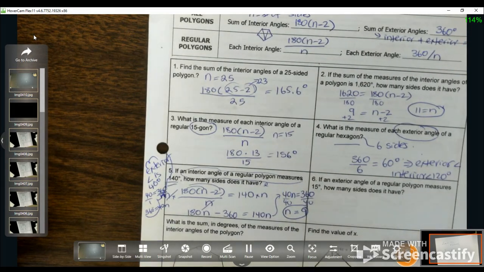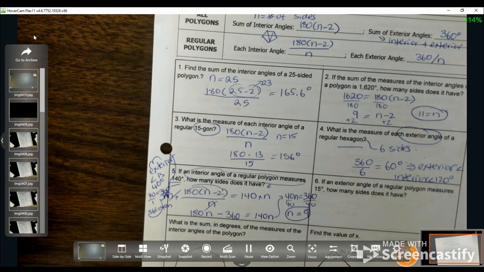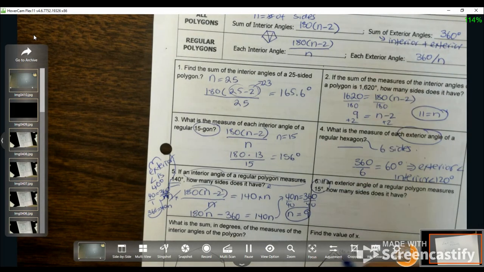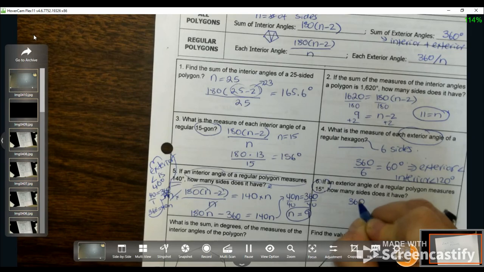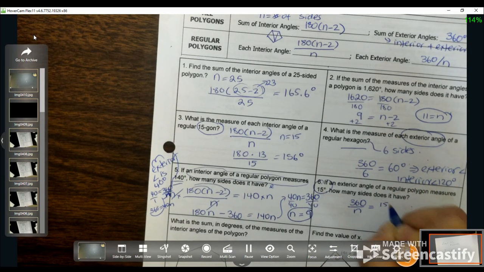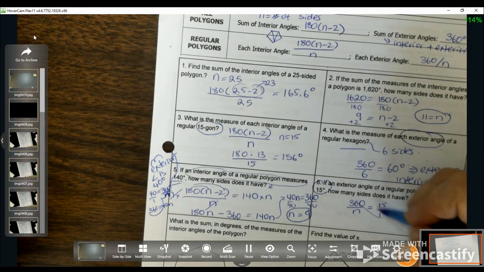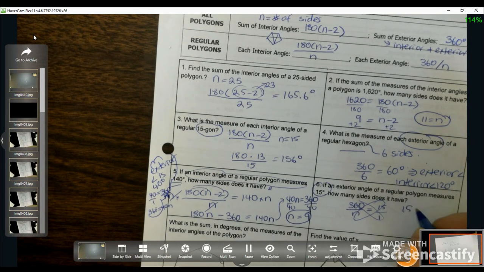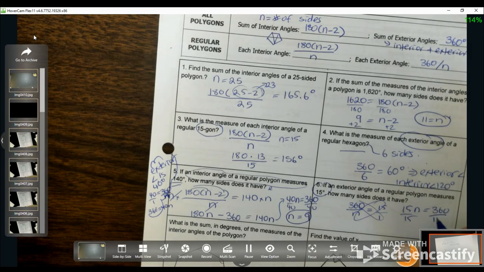Let's do number 6. If the exterior angle of a regular polygon measures 15 degrees, how many sides does it have? So now we're going to do the exterior angle, 360 divided by n is equal to 15. I'm going to make it 15 over 1, and I'm going to cross multiply. Okay, 15n is equal to 360. I'm going to divide both sides by 15, and I get n is equal to 24.